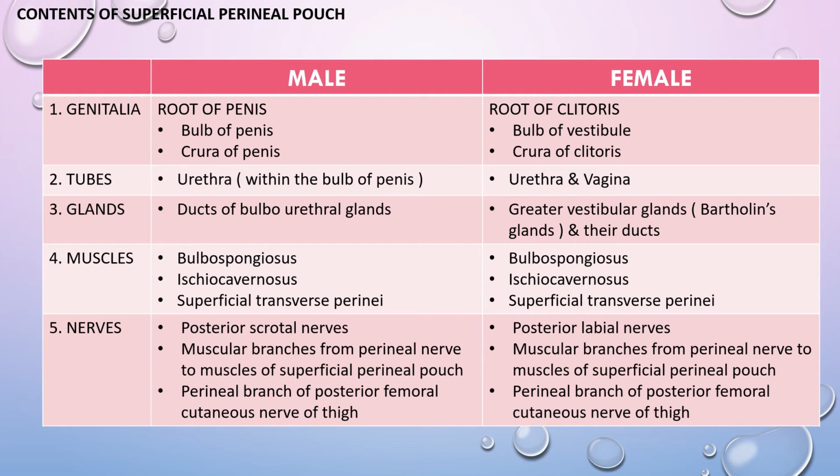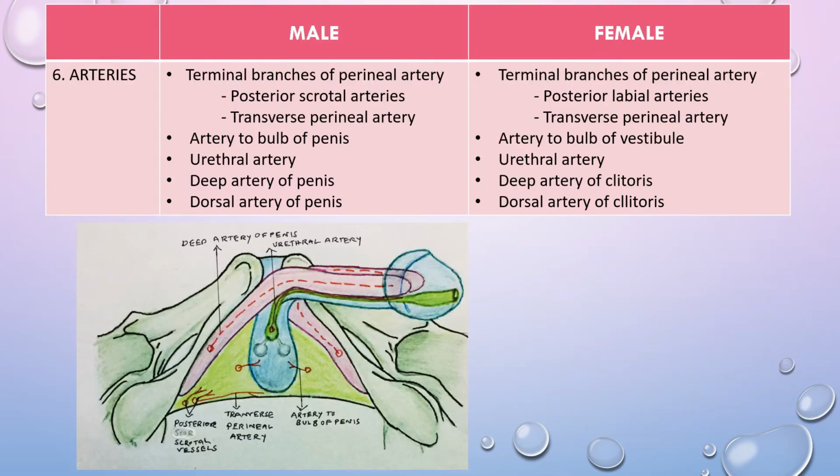You will very well understand. Coming to the nerves as a content in female, the following nerves are present. Posterior labial nerves, muscular branches from perineal nerve to muscles of superficial perineal pouch, perineal branch of posterior femoral cutaneous nerve of thigh.